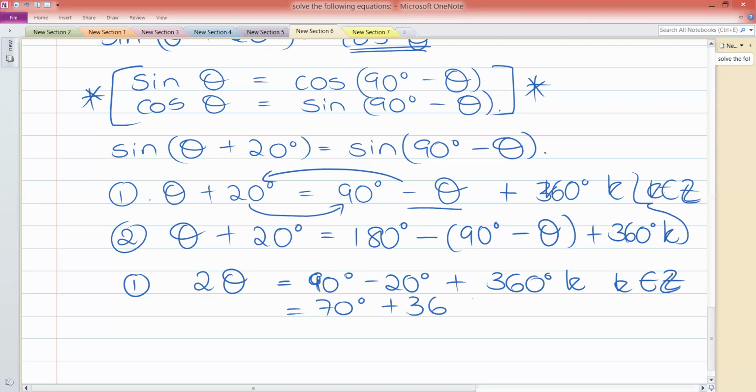Okay, we're not yet done, right? What are we going to do with, yes, Mo? Go for it. Ma'am, I wanted to ask, for the second equation, where did you get 180 minus and then the reference angle?